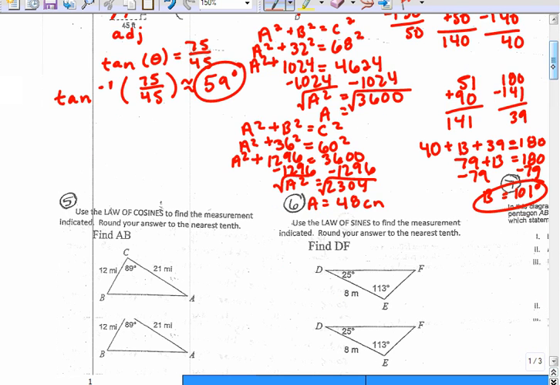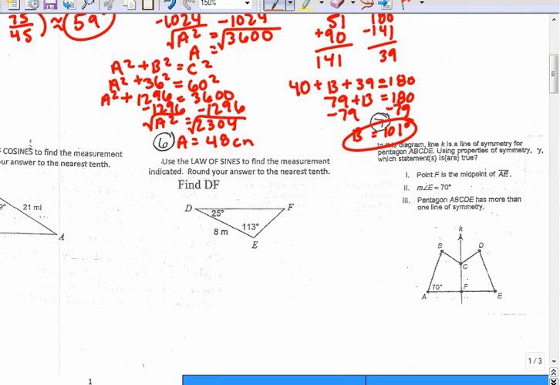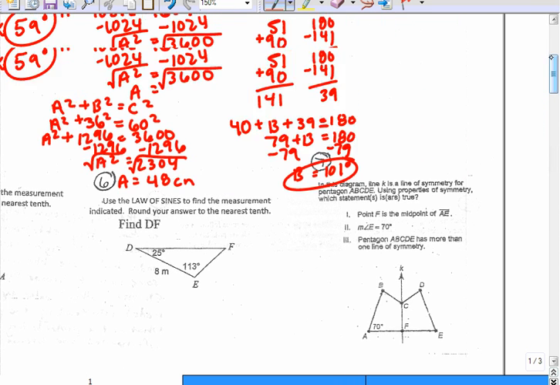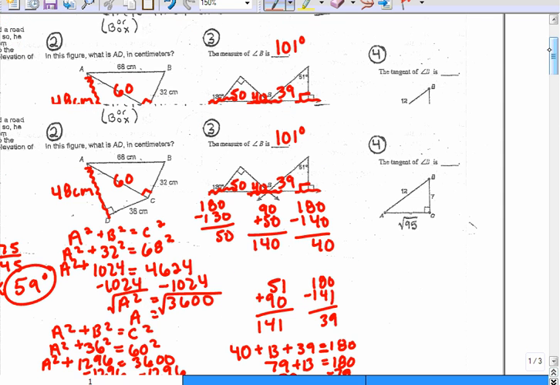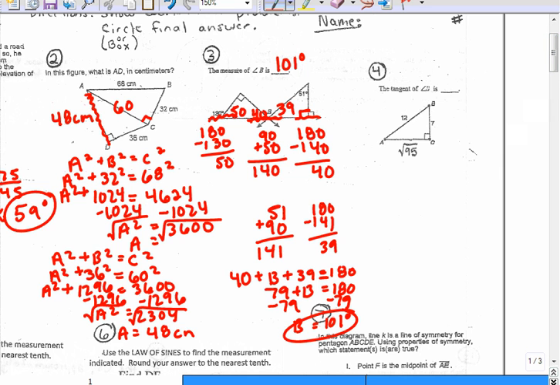Okay, problem number 4 asks us to find the tangent of angle B. We know that angle B is right here. All we need to do is find the tangent. Tangent is opposite over adjacent. So the tangent of angle B is going to be the square root of 95 over the adjacent, which is 7, and that's all we have to do.